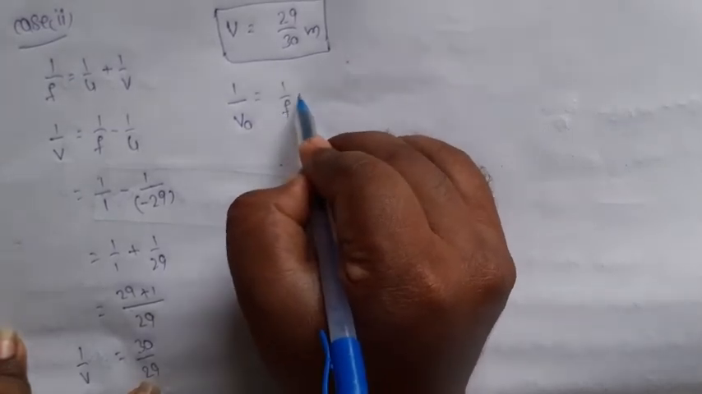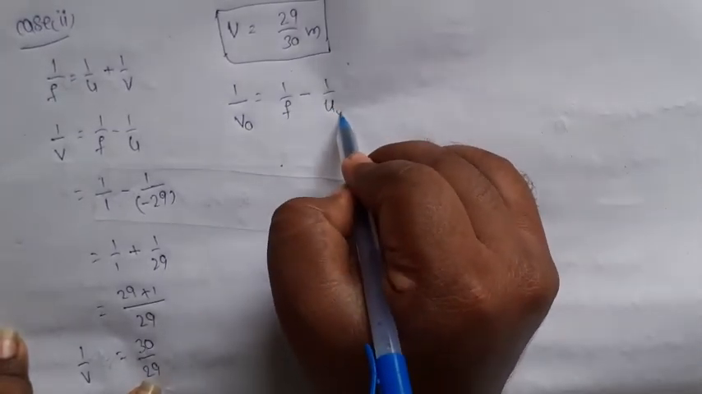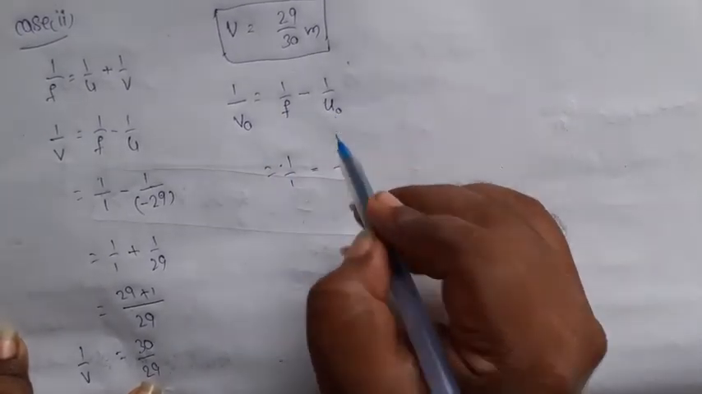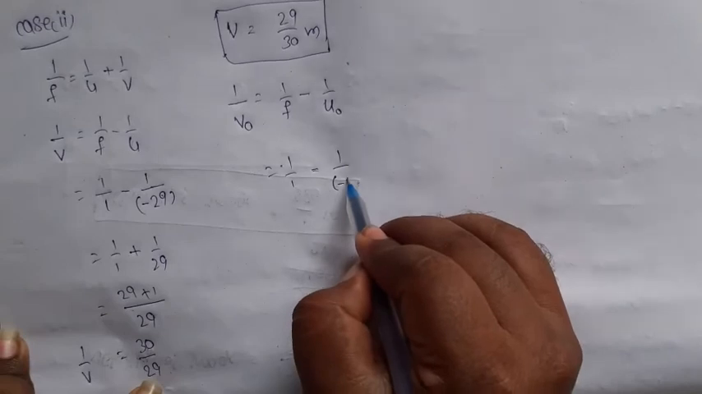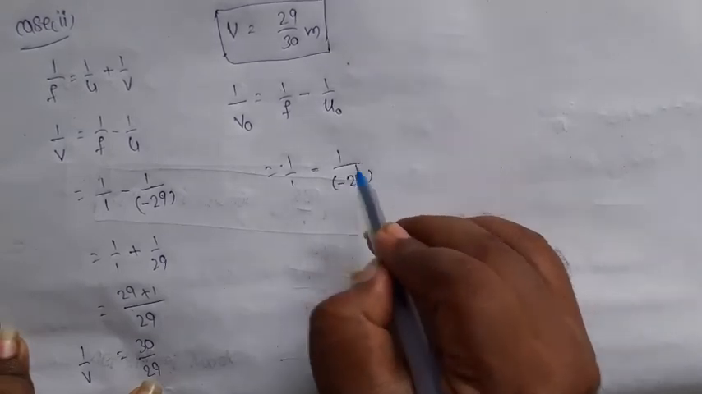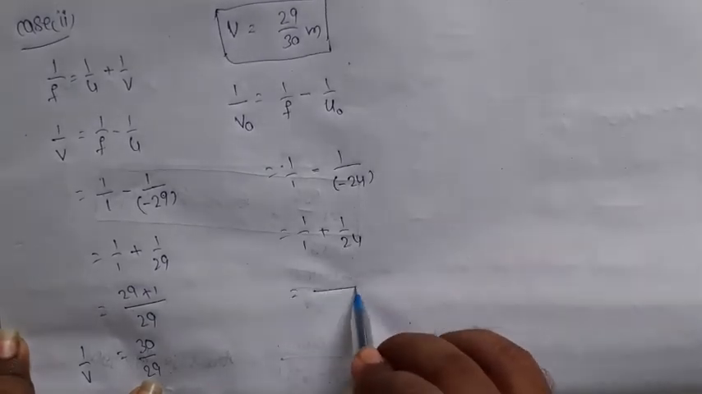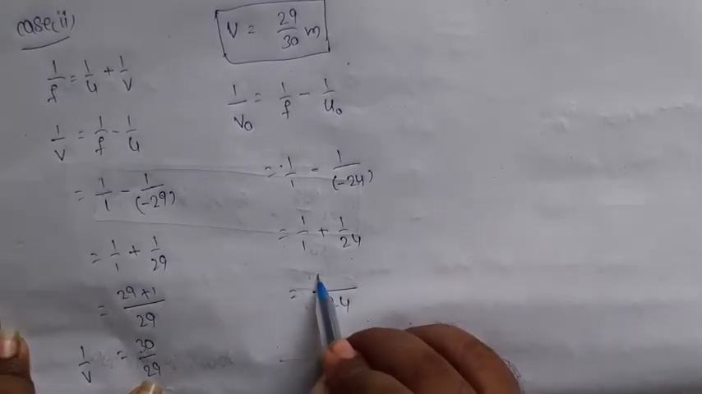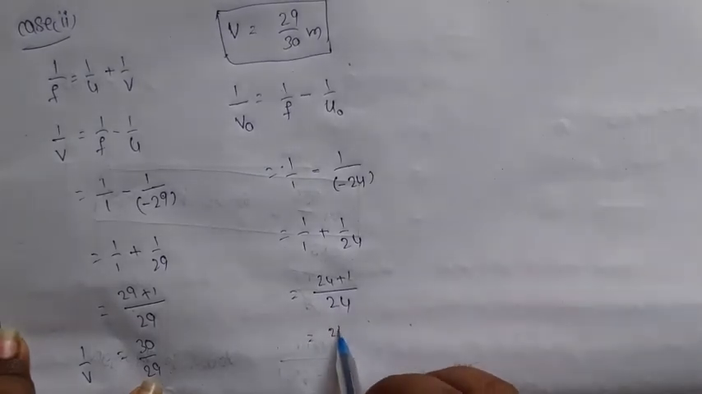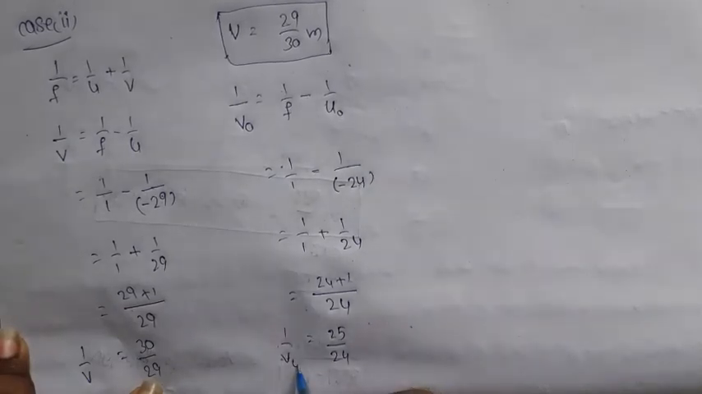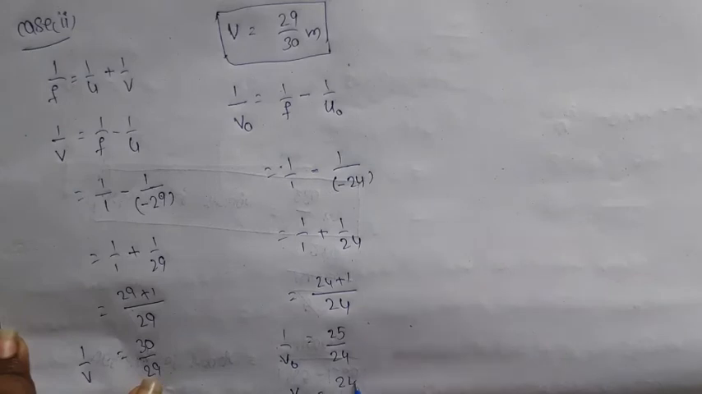So 1 by v naught equals 1 by f minus 1 by u naught value. 1 by f is 1 by 1, minus 1 by u naught value, minus 24 meter. Okay, 1 by 1 plus 1 by 24, LCM 24, 24 plus 1, 25 by 24. So this is actually 1 by v naught value. v naught equal to 24 by 25 meter.